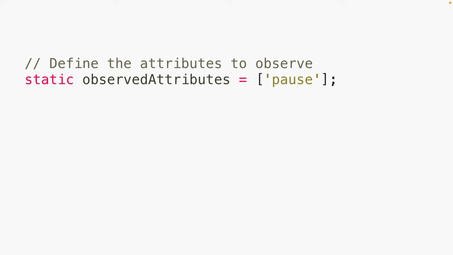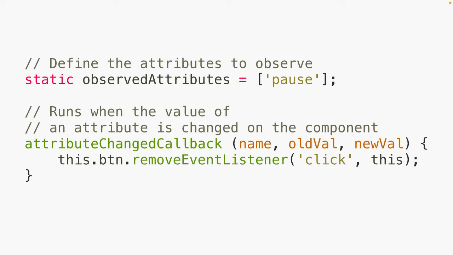The attributeChangedCallback method runs automatically whenever one of your observed attributes is added, removed, or changes in value. And it also automatically receives three arguments: the name of the attribute that was added, removed, or changed, its old value, and its new value. In this particular instance, I am removing the click event listener from our button when the pause attribute is added.